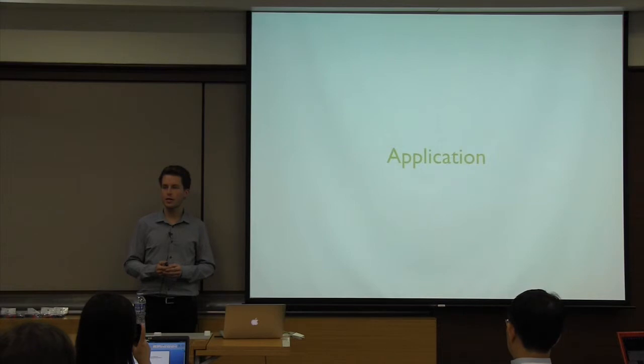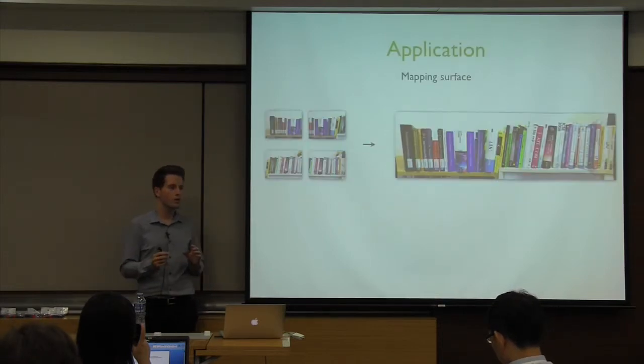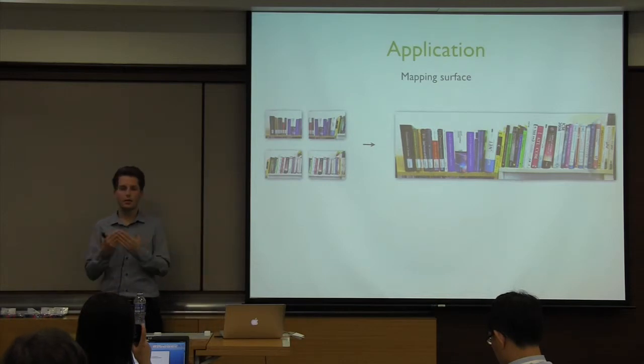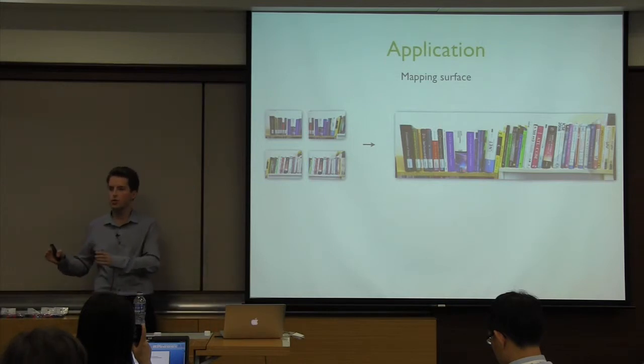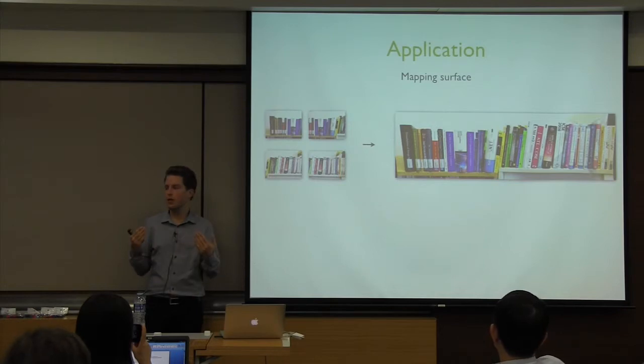Now let's take a look at the application of the algorithm. As I mentioned before, one very crucial thing is the mapping surface. So what you can see here is a bookshelf. And the front of this bookshelf corresponds to a plane. So the first 4 images that you can see here have been taken in a translational fashion where the user actually moves the camera, and when stitching this, we get a planar panorama, which one would expect.